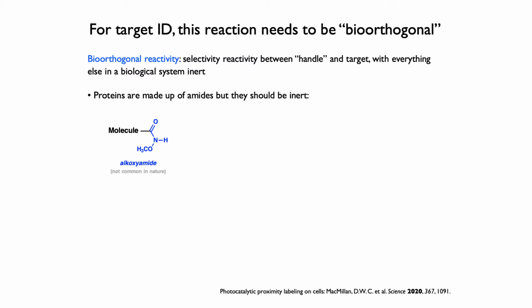Proteins are made up of amides, which look a lot like our alkoxyamide. An amide is defined by having a carbon double bonded to an oxygen. It's sharing 2 bonds with oxygen right next to a nitrogen.